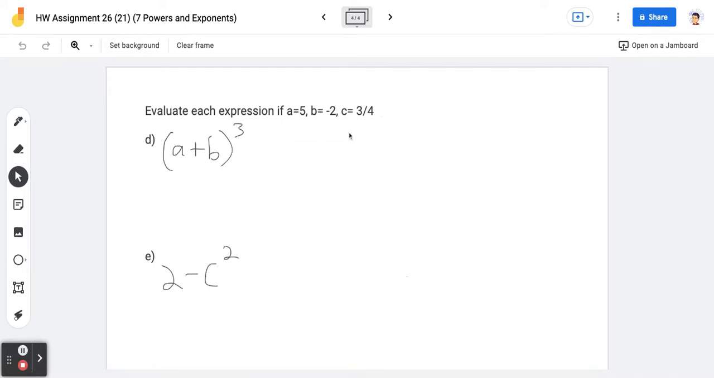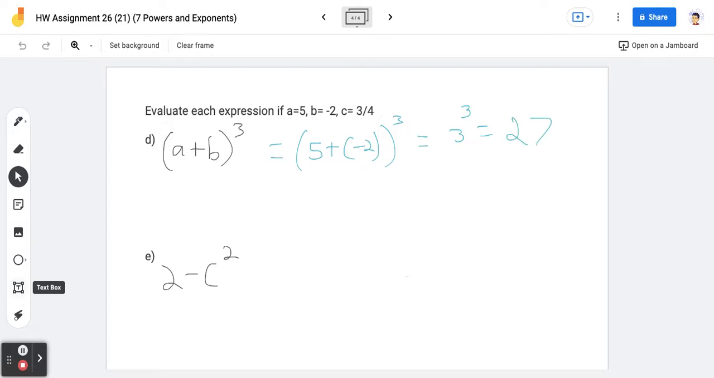All right, lastly, we're going to evaluate expressions. If a is 5, b is negative 2, and c is 3/4. So we have (a + b) to the third power. We can input these values first. So this is the same as (5 + negative 2) to the third power, which is 5 plus negative 2, is positive 3, to the third power, which is going to be 3 times 3 times 3. So 3 times 3 is 9, times 3 is 27.